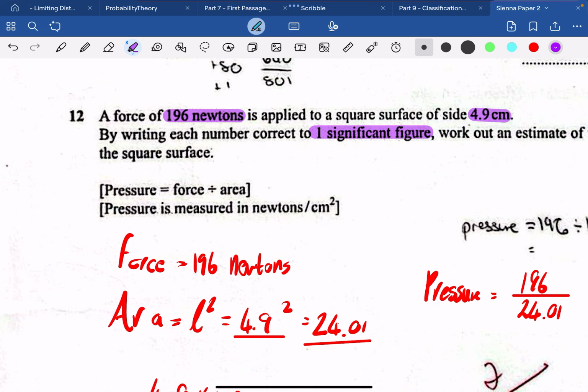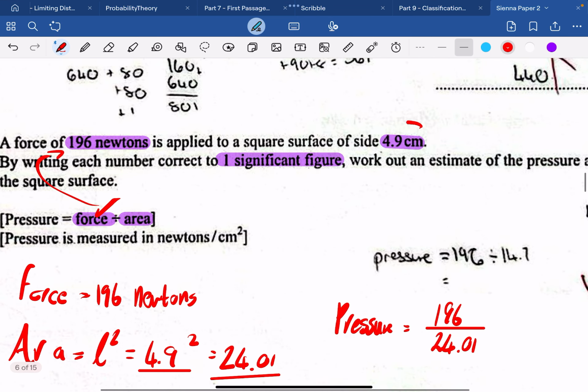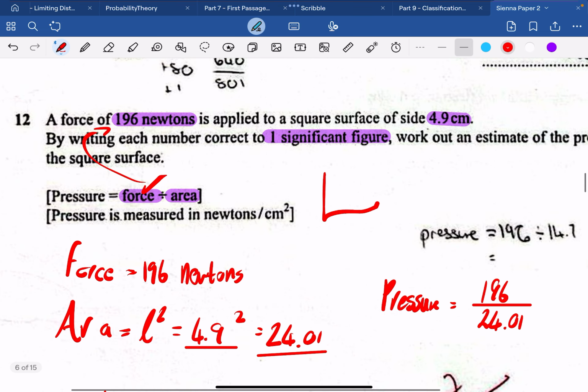Come to our formula. Pressure is equal to force divided by area. We've already got the force, right? 196 newtons. Now we need the area. How are we going to find the area? So we know the square has a side length of 4.9 centimeters. We know the property of a square.